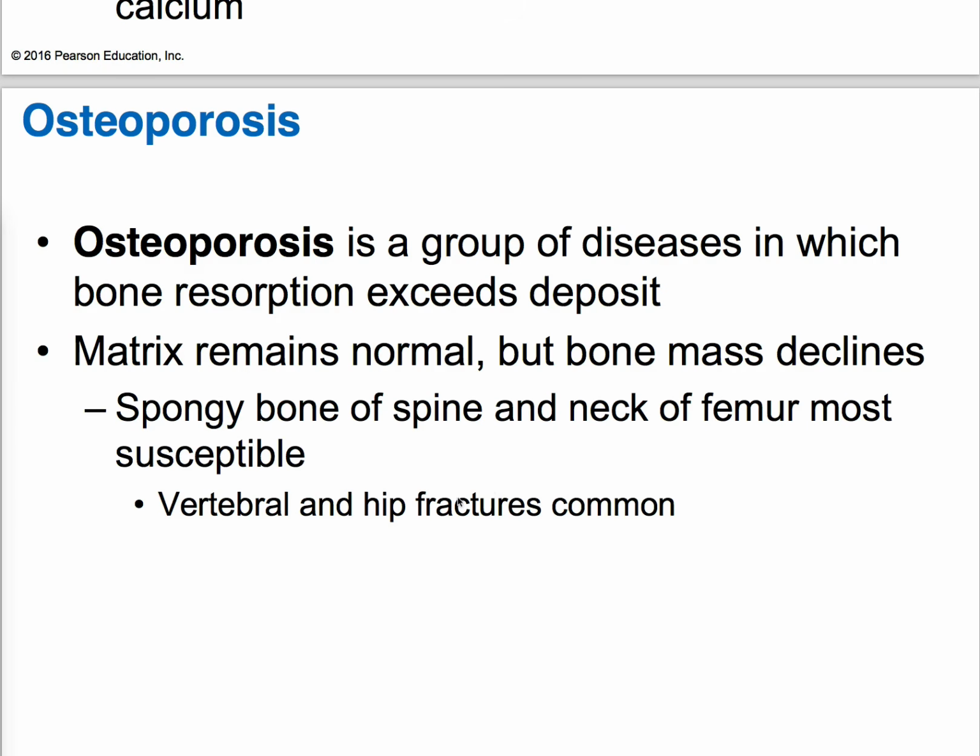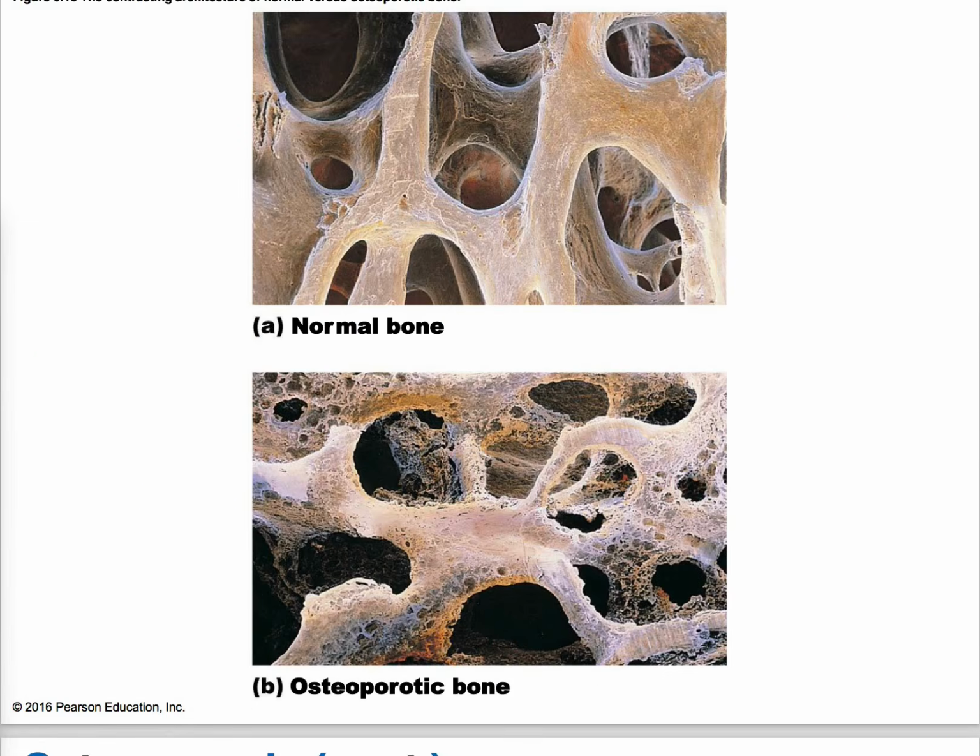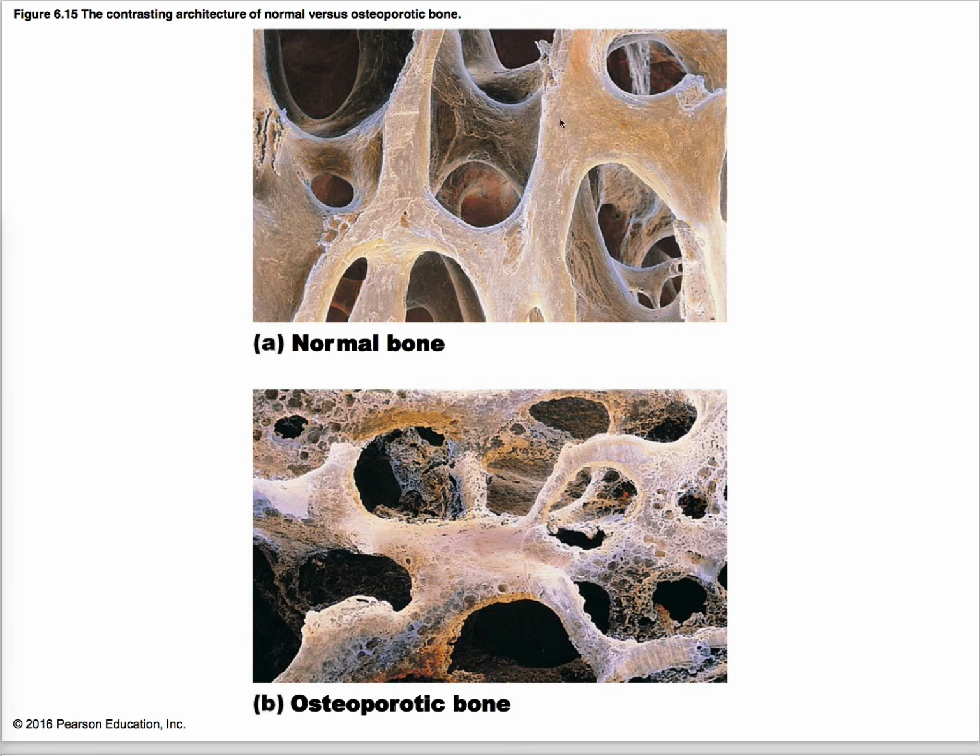Also hip fractures. It's very common to see osteoporosis in hips. So here's what normal bone looks like. Notice how nice and strong the trabeculae you see over here are. But in osteoporotic bones, look what's happening. You see all these little holes that are present. These are not calcified, so you have a much lower density of the minerals, and it's not as hard.